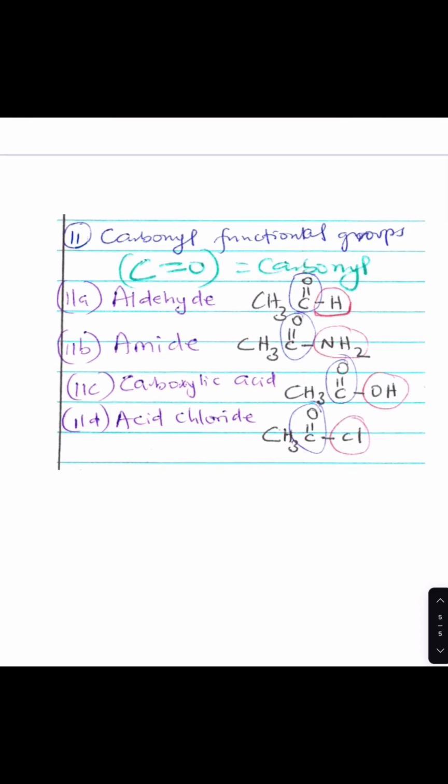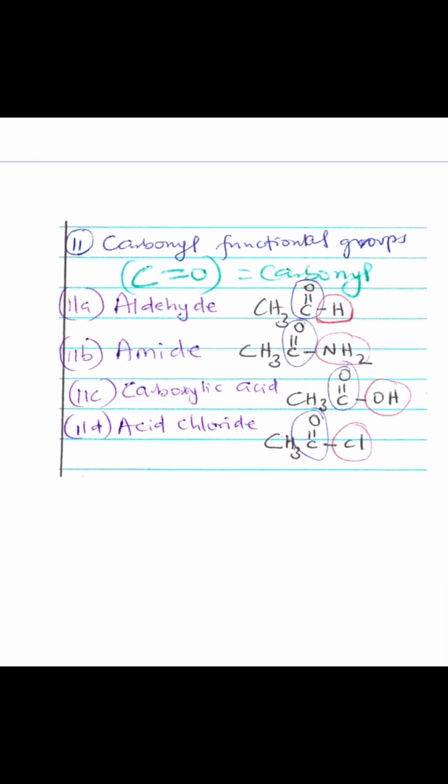Number 11, carbonyl functional groups. Carbonyl functional groups contain carbon double bond oxygen, and that's what we call carbonyl. And there are many examples of carbonyl functional groups. The first one is an aldehyde. Pay attention to that L, aldehyde. So look at this. You have an alkyl group, carbon double bond oxygen, and then you have a hydrogen. So if you look at that, it almost looks like you have an alkyl group, carbon double bond oxygen. So that looks like an L if we ignore the hydrogen.